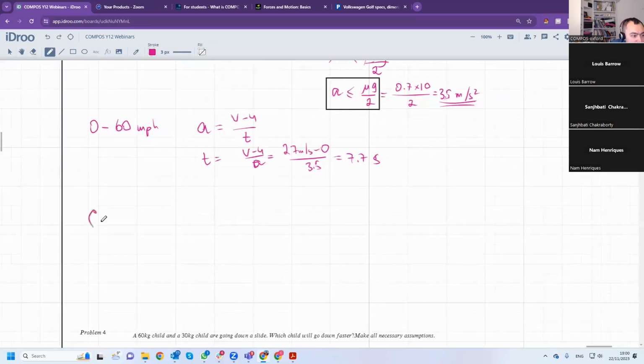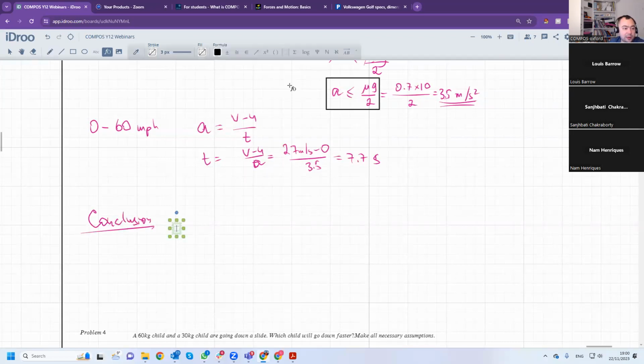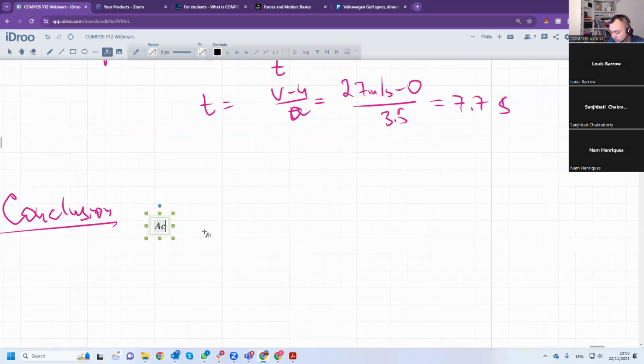Conclusion. What I'm trying to say: the acceleration of the car is limited by the friction with the road.